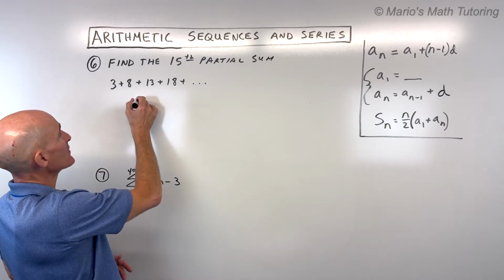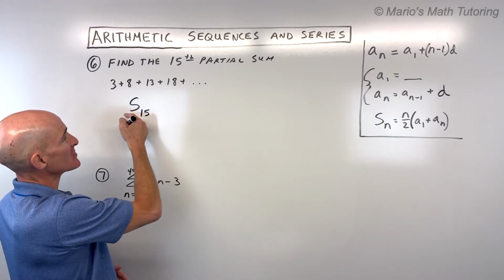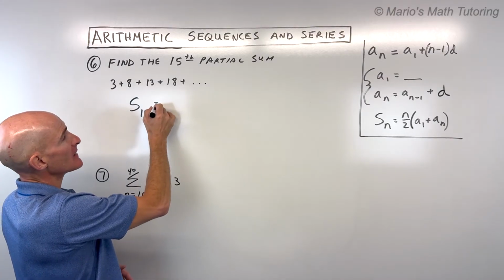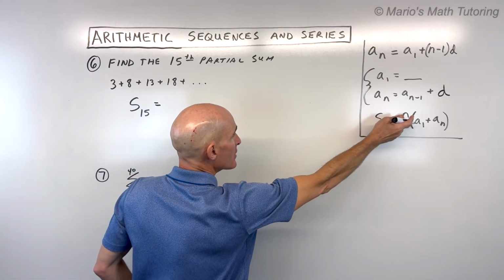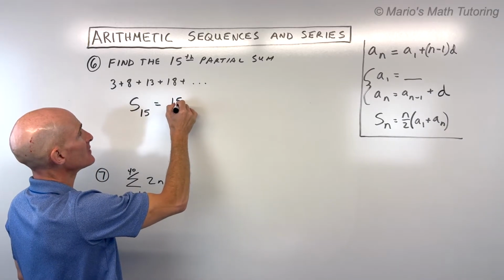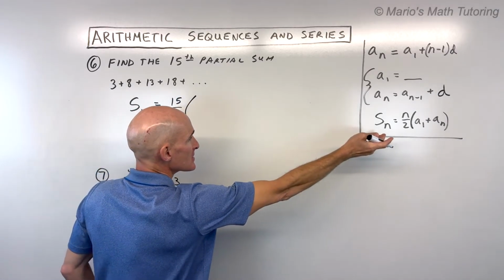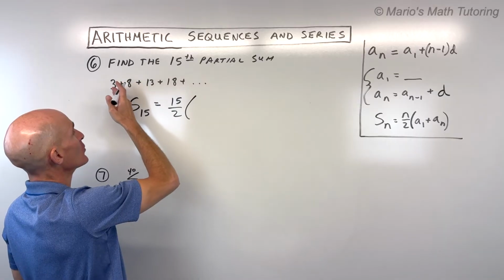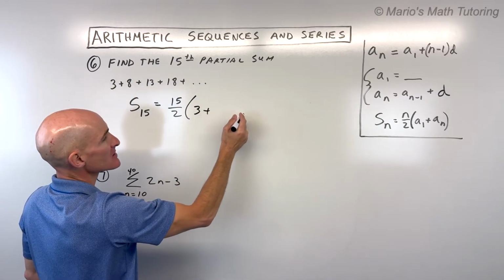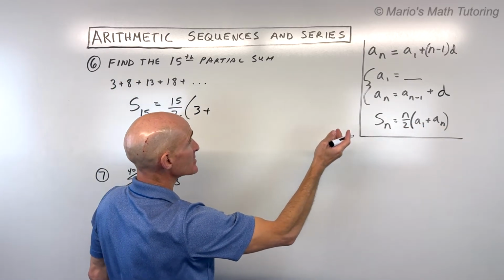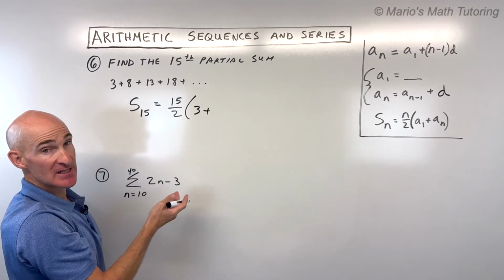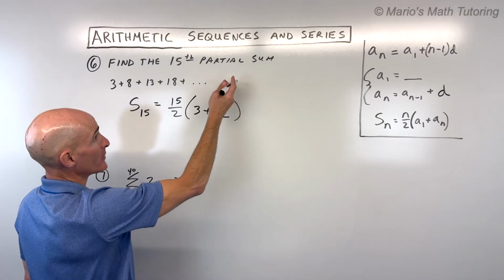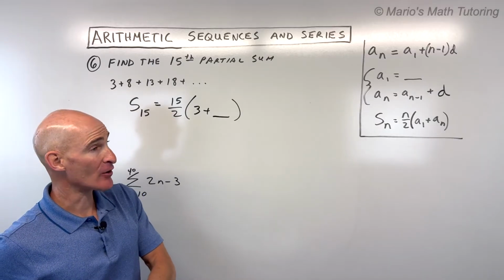So what we could do is write this as s sub 15, the sum of the first 15 terms, equals, using this formula right here, the number of terms, 15, divided by 2, times a sub 1, the value of our first term, which we know is 3, plus the value of our last term. Now in this case, our last term is our 15th term. Well, we don't know what the 15th term is. How can we find it?